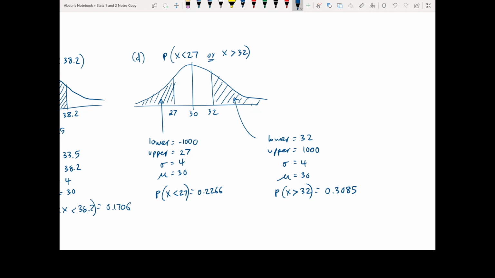And since we want either the probability of x less than 27 or x greater than 32, the answer is simply 0.2266 plus 0.3085, which then gives us 0.5351.